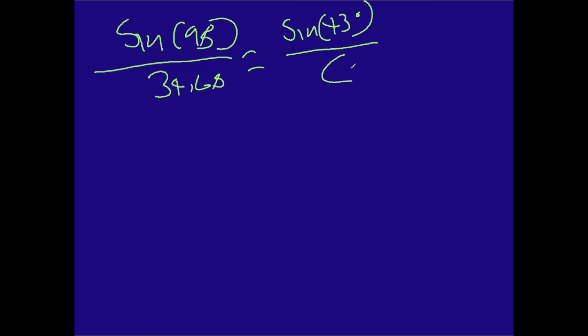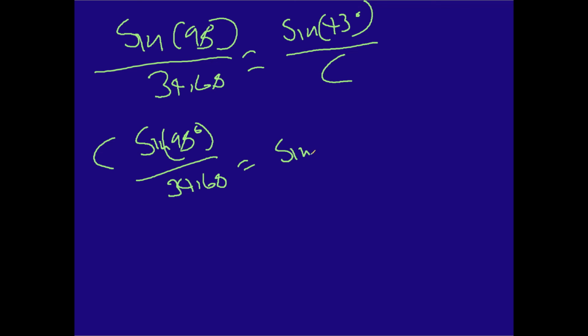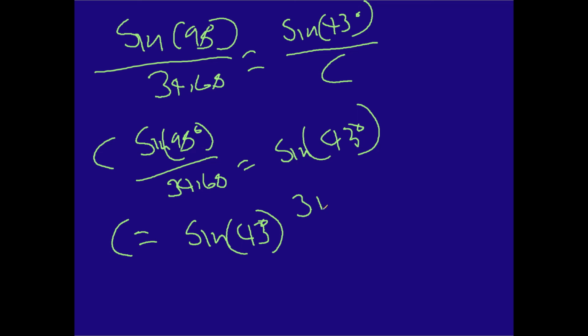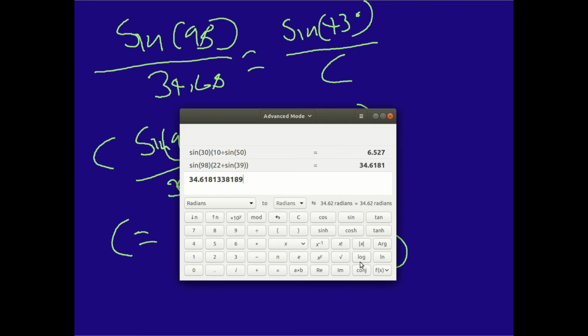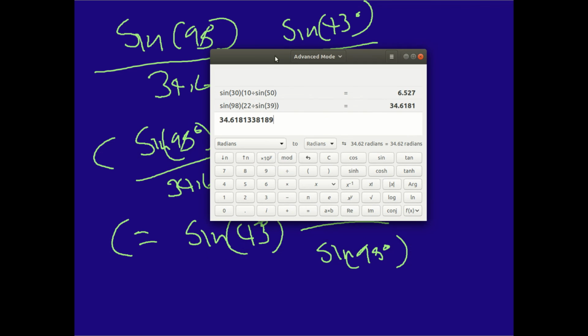All right, now again, we go through the same process. We multiply both sides by C, and so we get C over here, sine of 98 degrees over 34.68 equals sine of 43 degrees. We multiply by the reciprocal of this guy right here. So what we end up having is C equals sine of 43 degrees multiplied by 34.68 over sine of 98 degrees, like so. And so we put this into the calculator. Let's see what we got here.